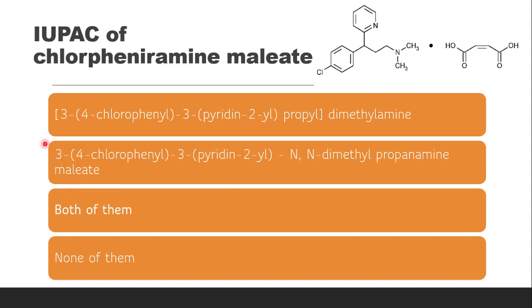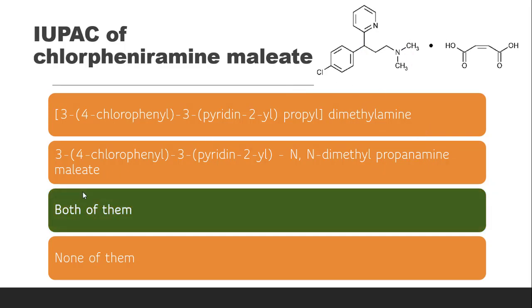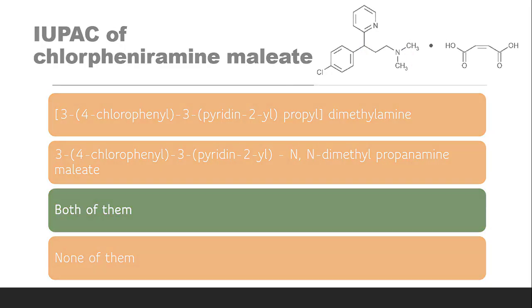In the second name, till now it is the same; the only difference is in the case of propylamine and alkylamine. This is alkylamine, this is propanamine, that is dimethyl propanamine. So it is propylamine and this is alkylamine. So the correct answer is both of them.